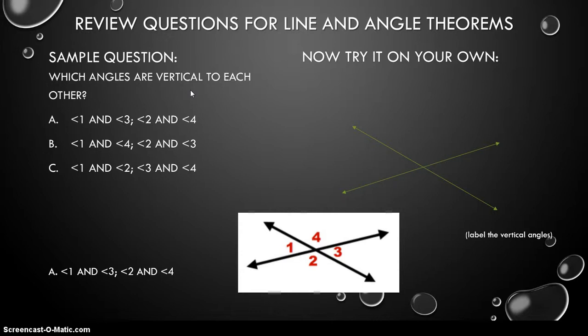Review questions for line and angle theorems. Sample question. Which angles are vertical to each other? A, angle 1, angle 3, 2 and 4. B, angle 1 and angle 4, angle 2 and angle 3. Or C, angle 1 and angle 2, angle 3 and angle 4. And the answer is at the bottom.